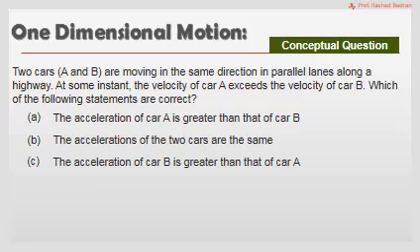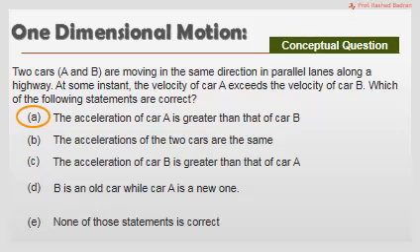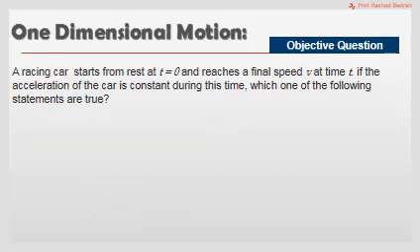The acceleration of car B is greater than that of A. B is an old car while car A is a new one. None of those statements is correct. And the answer is obviously the acceleration of A is greater than that of B. Let's solve this objective question.